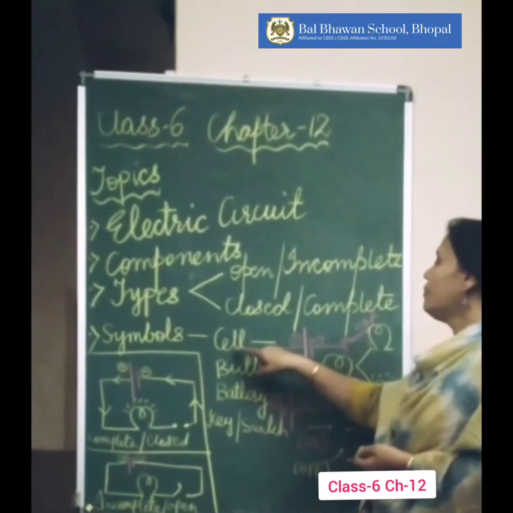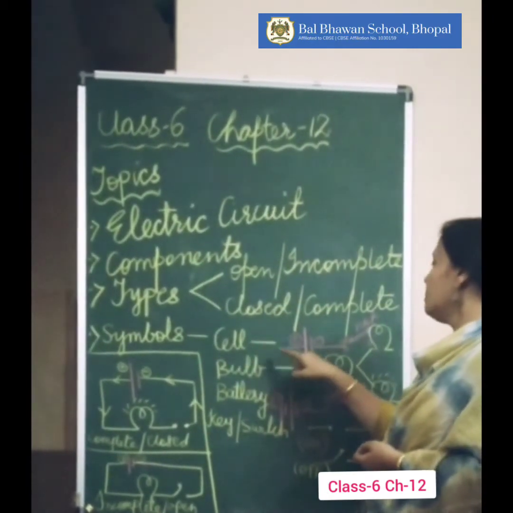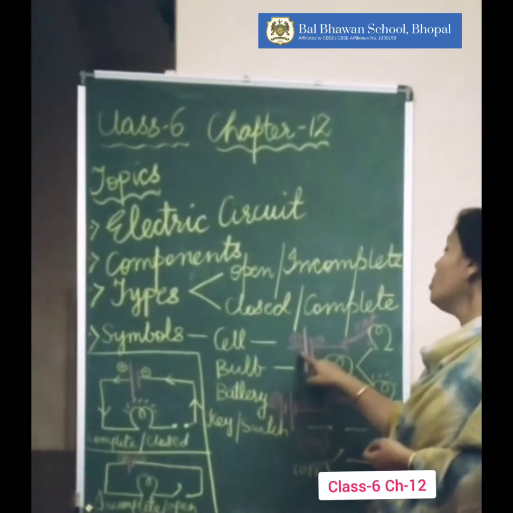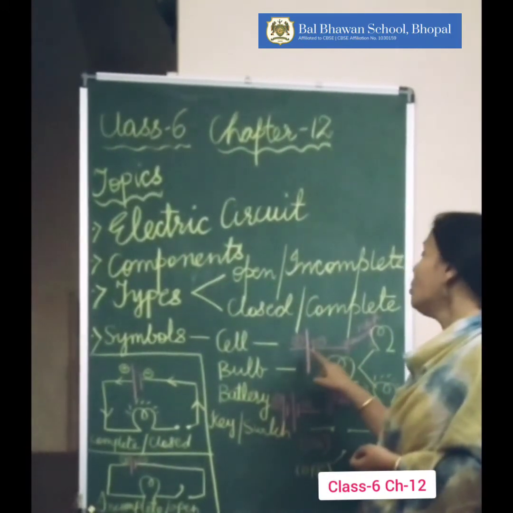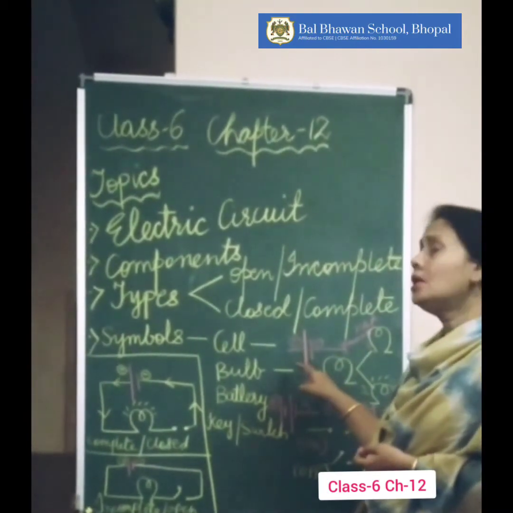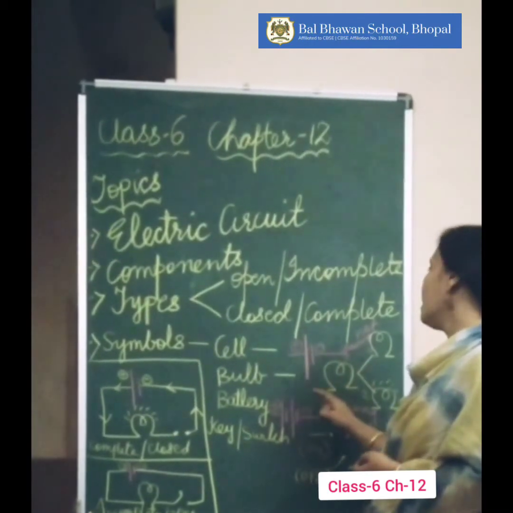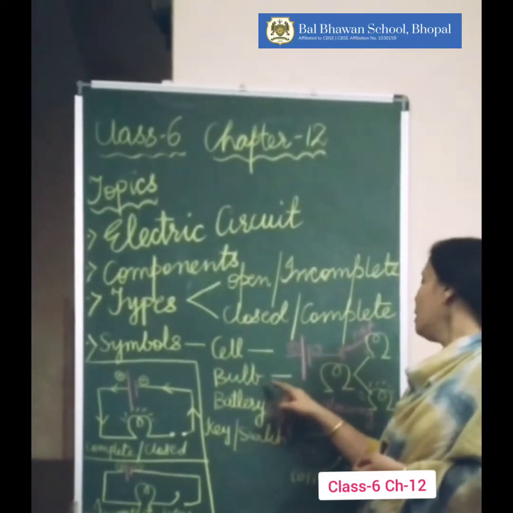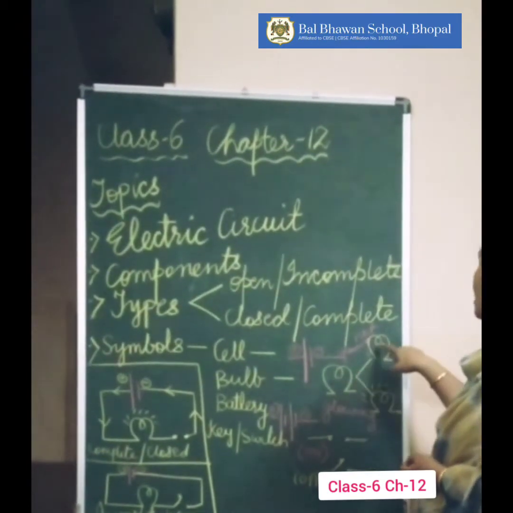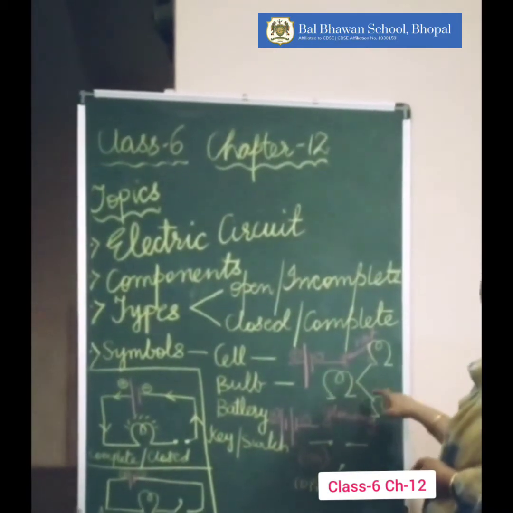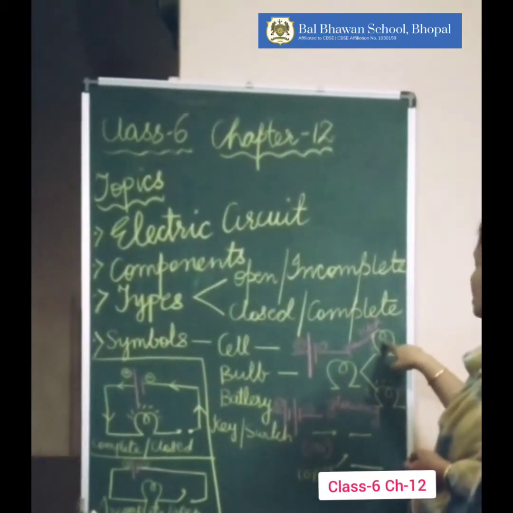Now look here, children. First, that is the cell, which is a source of electricity. For drawing a cell, we need to draw two lines, one thin line and one thick line. The long thin line denotes the positive terminal and the thick line denotes the negative terminal of a cell. Then we have a bulb, which is denoted by this symbol. When it is glowing, it is shown by this, and when it is not glowing, the bulb is shown by this symbol.